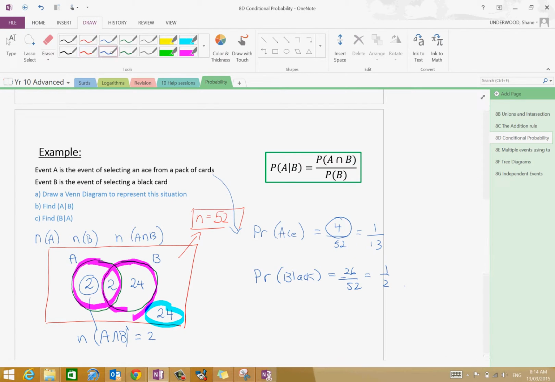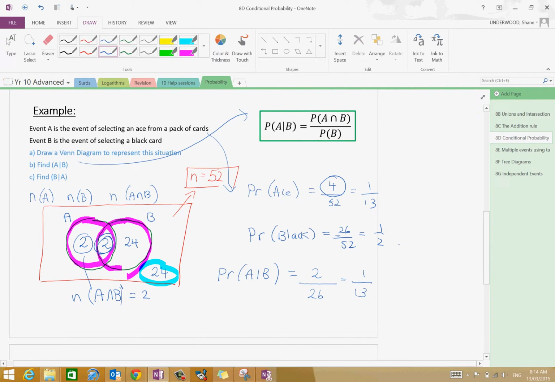Now we want to find the probability using this formula over here, the probability of A given B. Well, given that we've got B, the probability of A given B, just looking at a Venn diagram, you don't need this formula. The probability of A, which is this thing here, given that it's B, is 2 out of 26, or 1 out of 13.